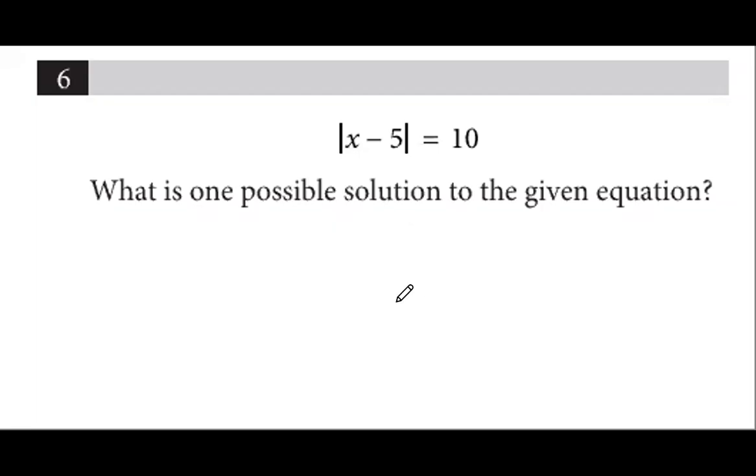Okay, so for question 6, what is one possible solution to the given equation? Well, we have the absolute value of x minus 5 equals 10. So in this case, we have x minus 5 equals 10, and we have x minus 5 equals negative 10.